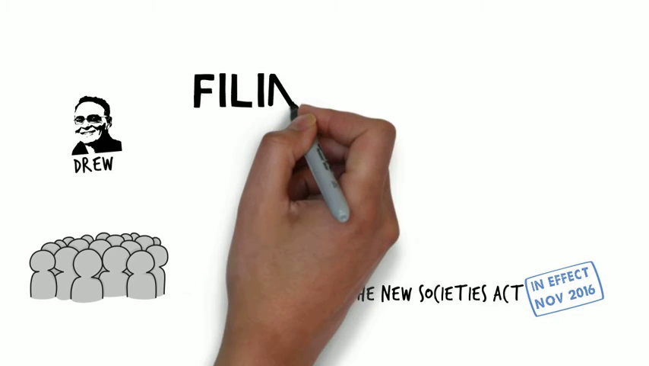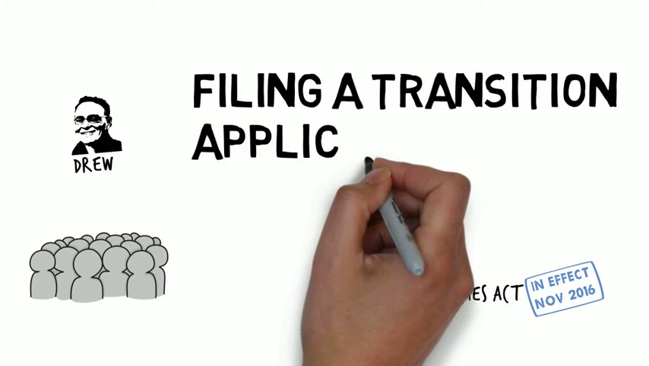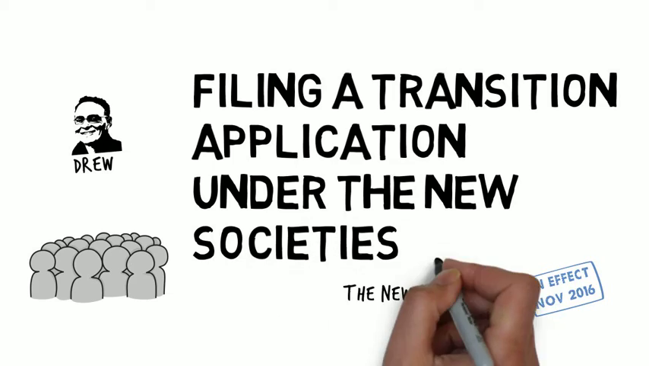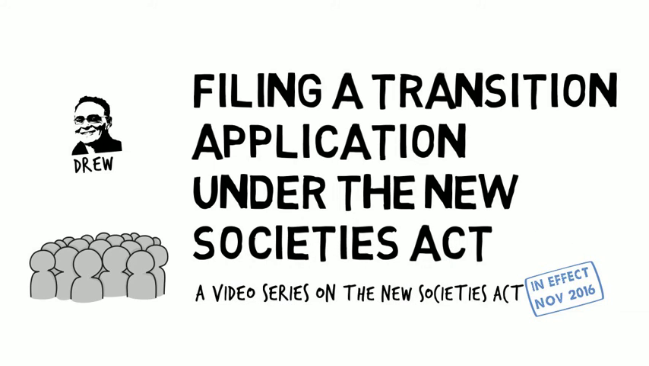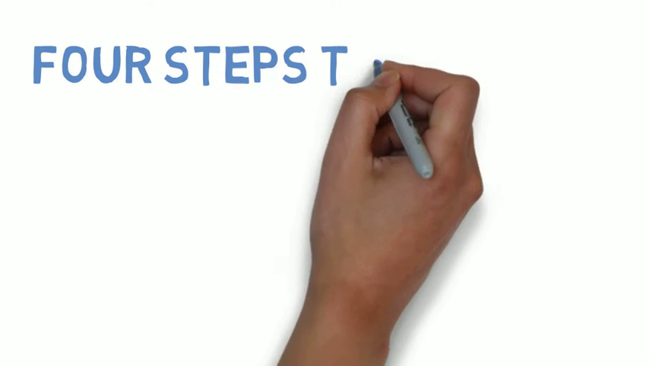Transitioning involves filing an application in a new electronic system called Societies Online. This video walks you through the steps involved in filing a transition application. We'll have a look at each of the 4 steps involved in filing the application.